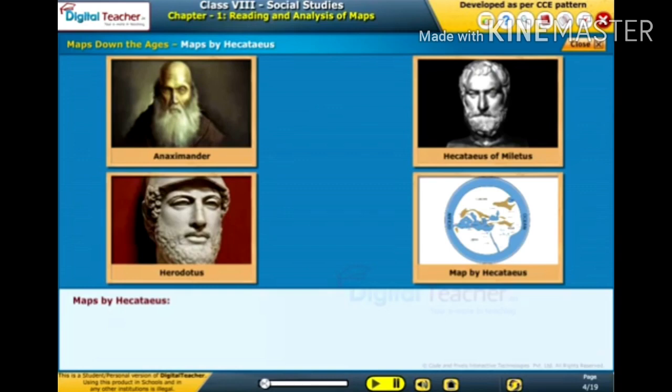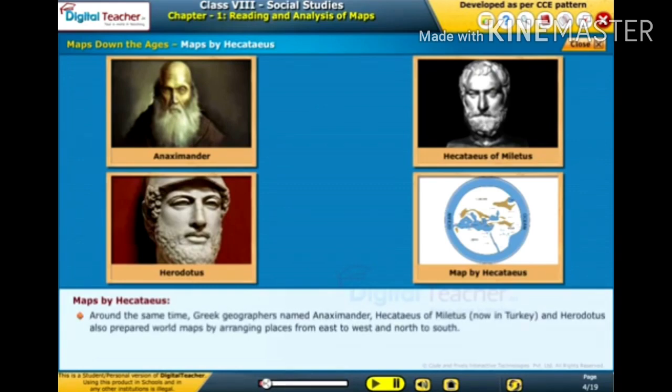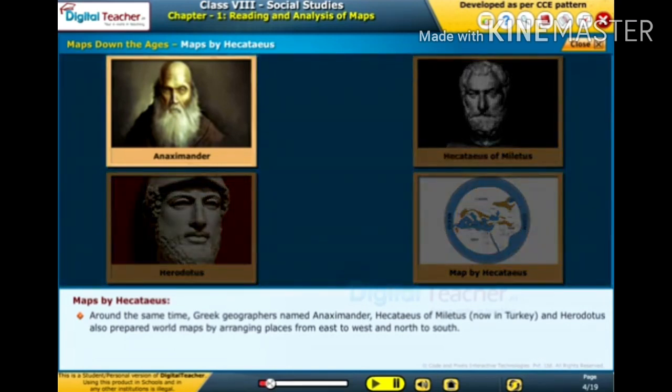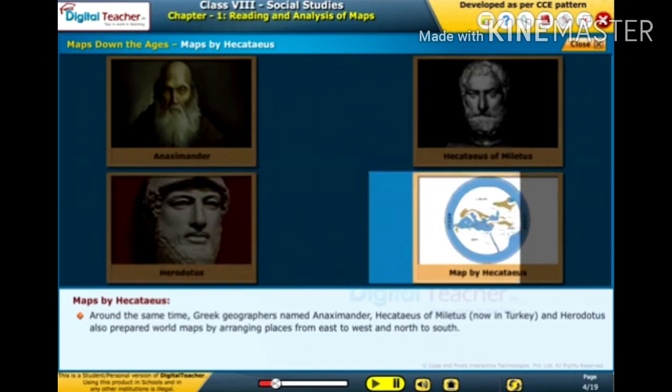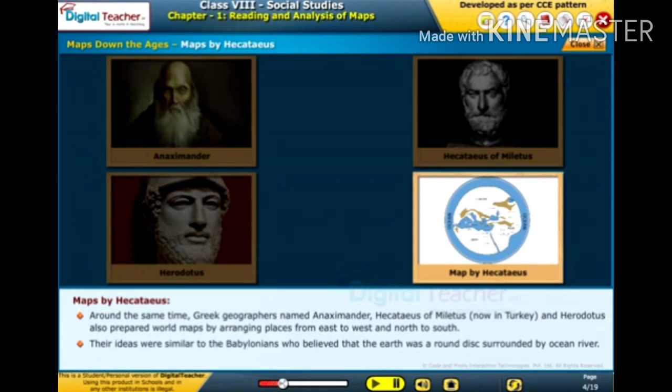Maps by Hecataeus. Around the same time, Greek geographers named Anaximander, Hecataeus of Miletus, now in Turkey, and Herodotus also prepared world maps by arranging places from east to west and north to south. Their ideas were similar to the Babylonians, who believed that the earth was a round disk surrounded by an ocean river.